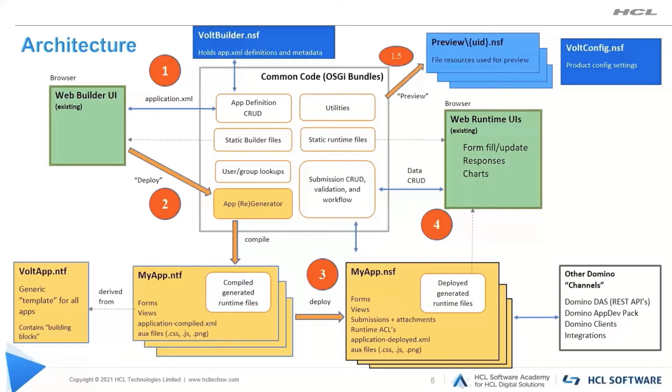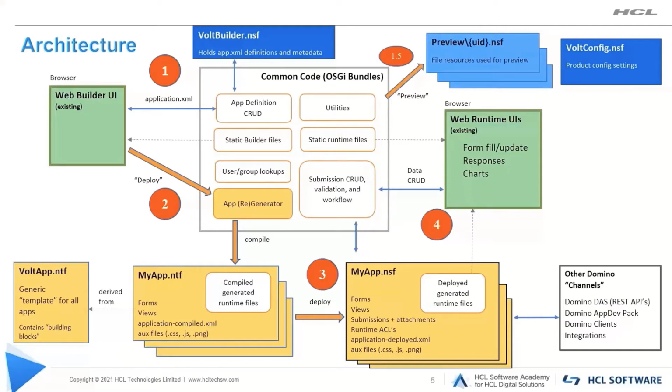VaultBuilder.nsf holds the XML definition and metadata for the Vault app. Once the app is designed, it's deployed at number 2. Now at number 2, when the app is deployed, a temporary NTF is created and the design is not yet pushed into the NSF until it passes all the validations. So if any error occurs, the design is not pushed to the NSF as shown, but it is limited to the NTF only.